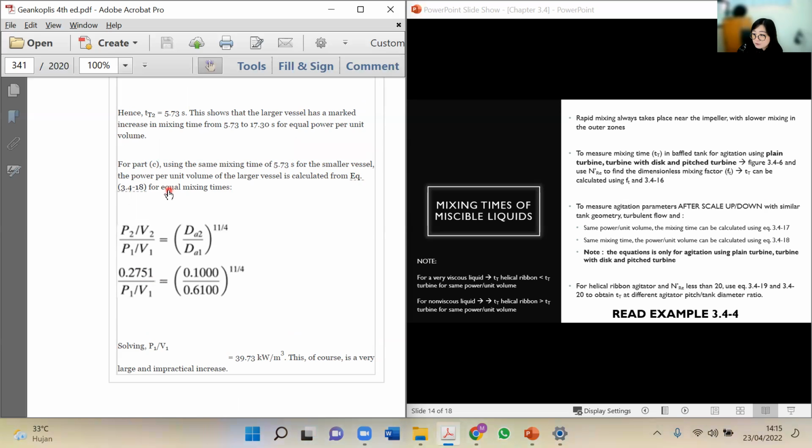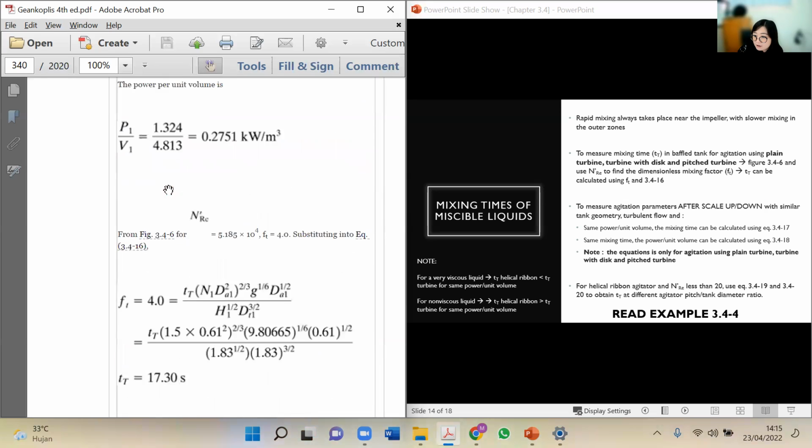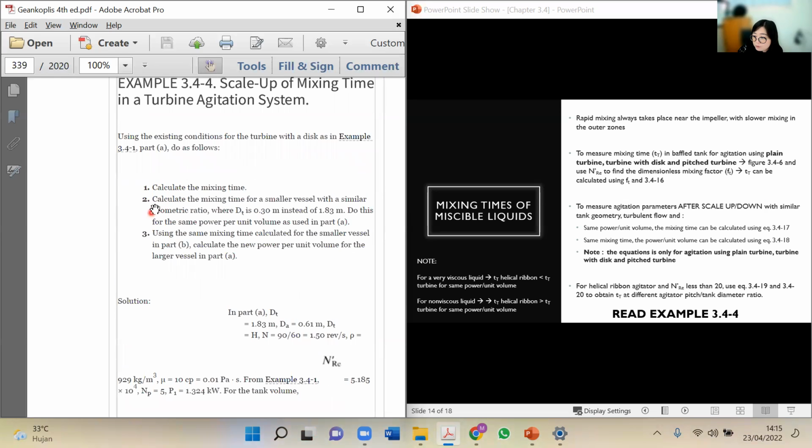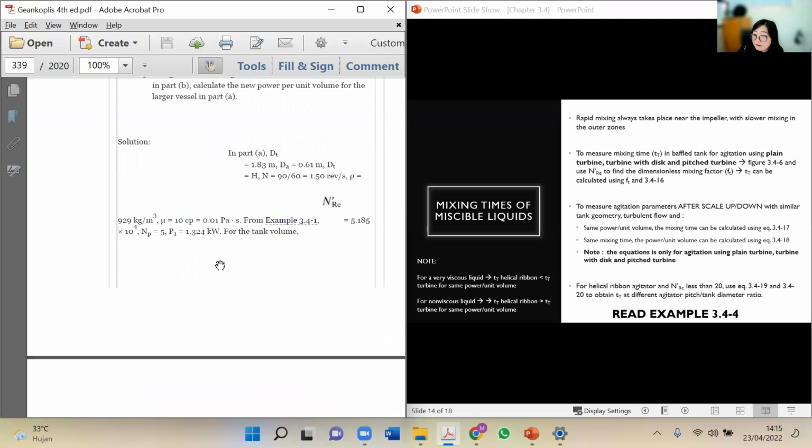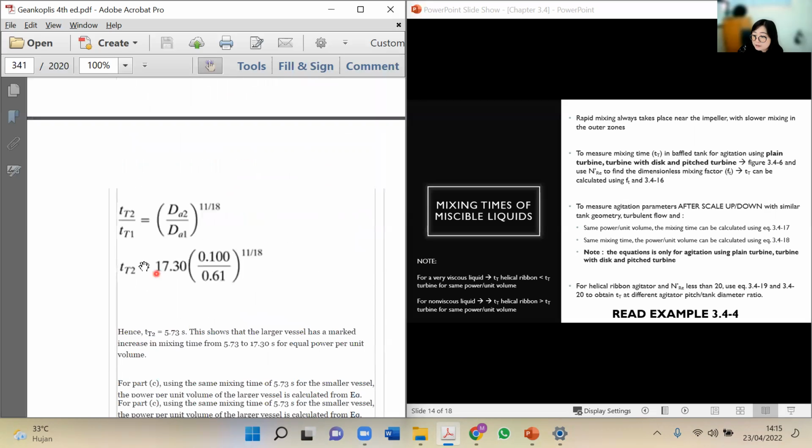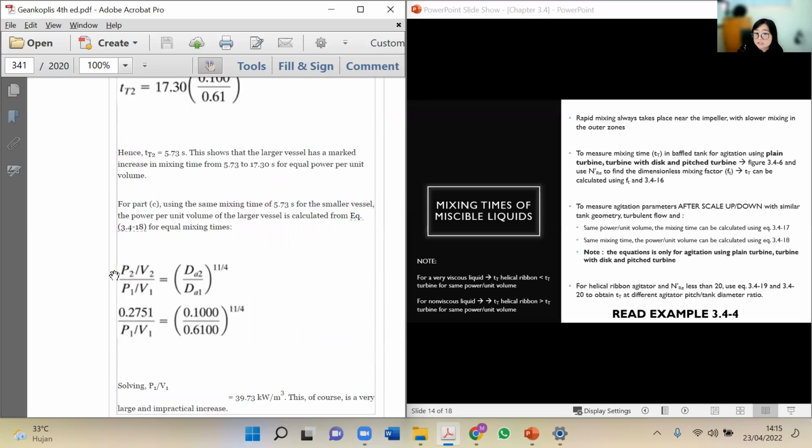Okay, so I will scroll it up again. We read again the question for point B. Calculate the mixing times and do this for the same power per unit volume as used in part A. So actually, the mixing time 5.73 that we found in point B has a power per unit volume of 0.2751.